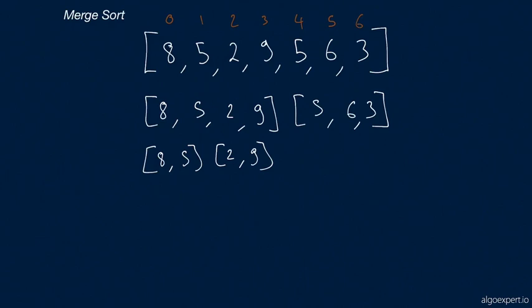Okay, so now we look at this subarray here, 8, 5, and we divide it further into two subarrays of length 1. So we're going to have 8, and we're going to have 5.